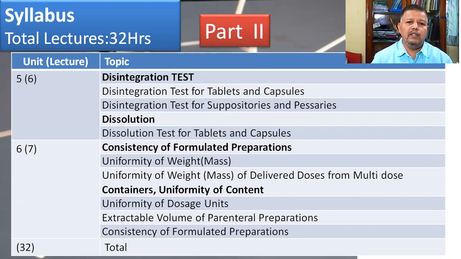In the second part, we are going to discuss the basic fundamental tests we should know or should be aware of, among which are the disintegration test for tablets and capsules, disintegration test for suppositories and pessaries, some dissolution techniques, dissolution test for tablets and capsules, then consistency of formulated preparations according to the pharmacopoeia, under which the uniformity of weight of delivered doses from multi-dose containers, uniformity of content like uniformity of dosage units, extractable volume of parenteral preparations, consistency of formulated preparations.